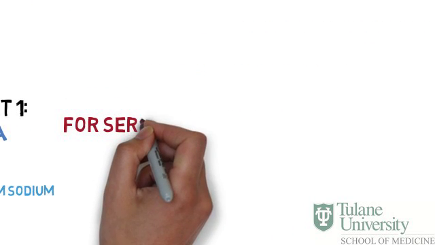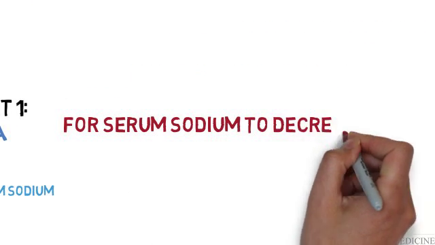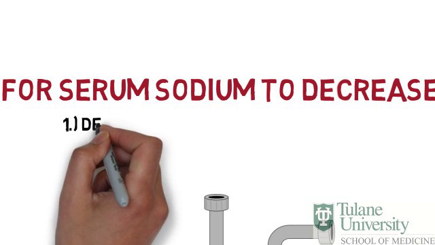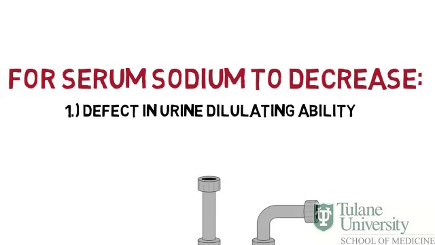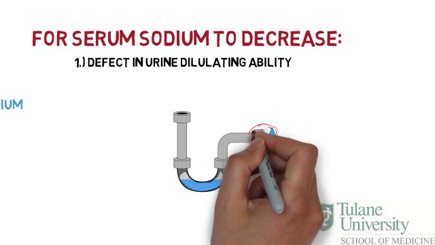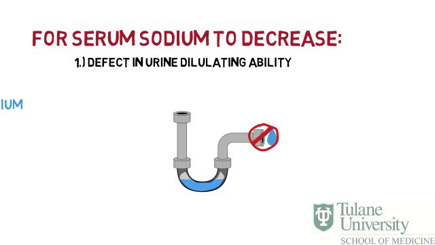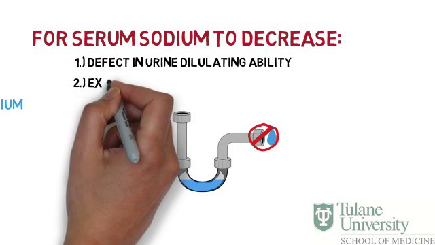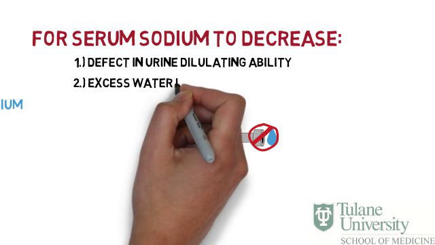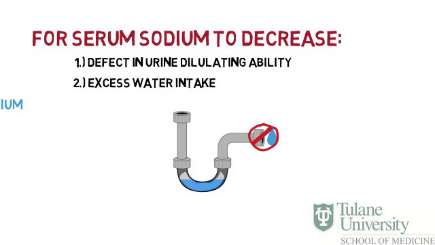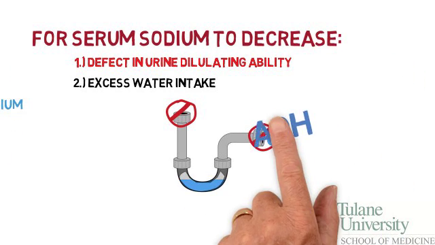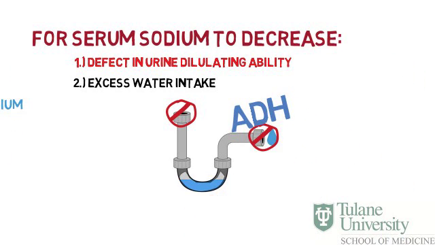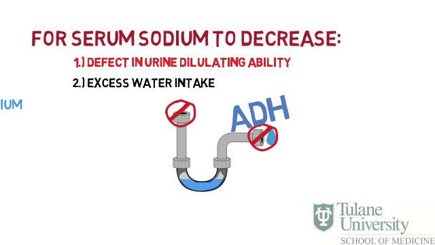For serum sodium to decrease, we're going to need two things to occur. One, we're going to have a defect in our urine diluting ability, specifically, we're going to see at the kidney when we talk about that later. And two, we're going to have excess water intake, which is fairly rare and we only really see in primary polydipsia and maybe in beer potomania. The vast majority of the time we'll see a defect in urine diluting ability causing hyponatremia, and this is normally going to be a water problem due to ADH release.